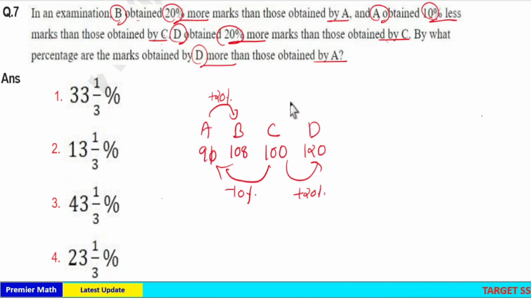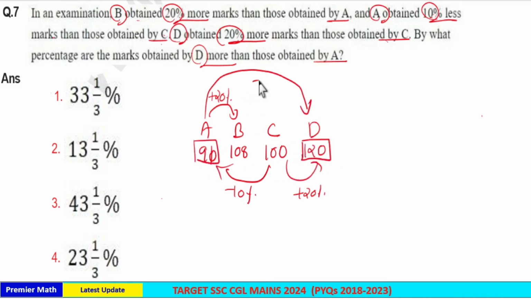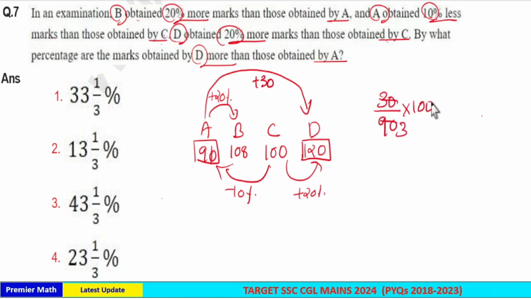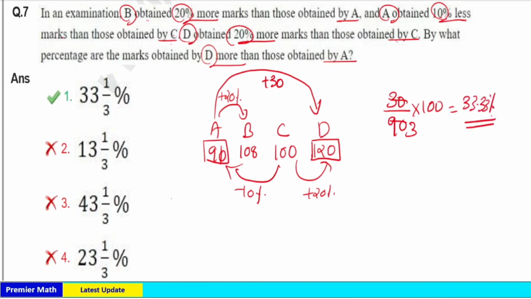Now we need the relation between A and D. Here D got 120 marks and A got 90 marks. So D got 30 marks more than A. Then the percentage is equal to 100 by 3%, which is 33.33%. So option 1 is your answer.